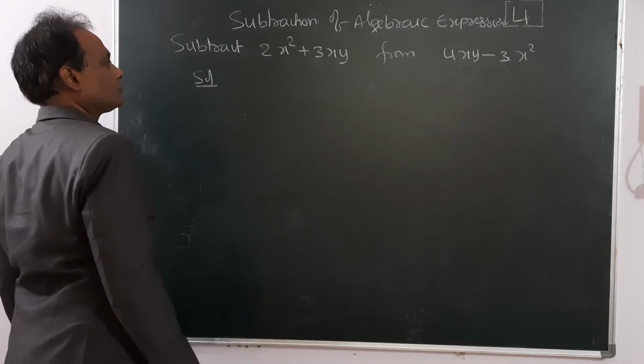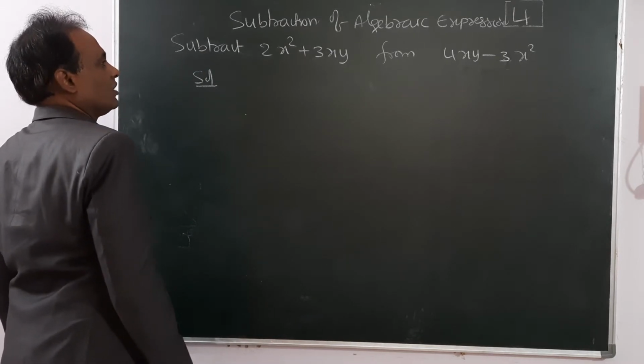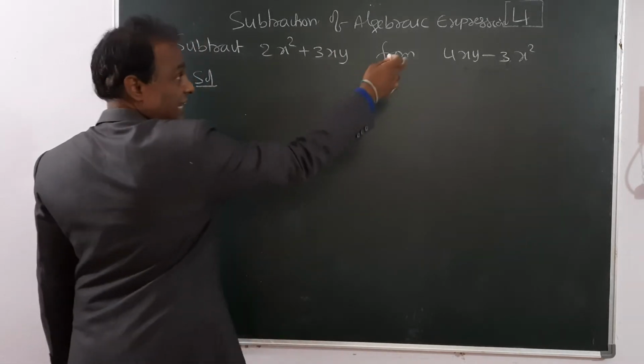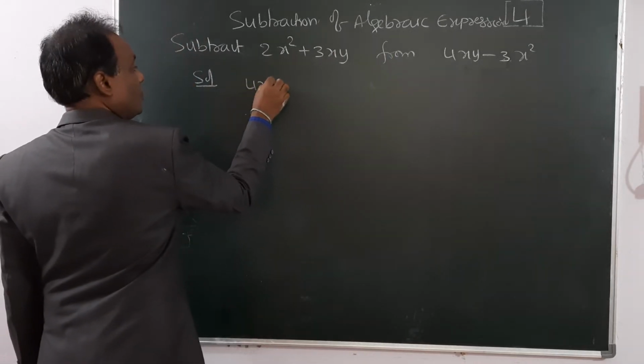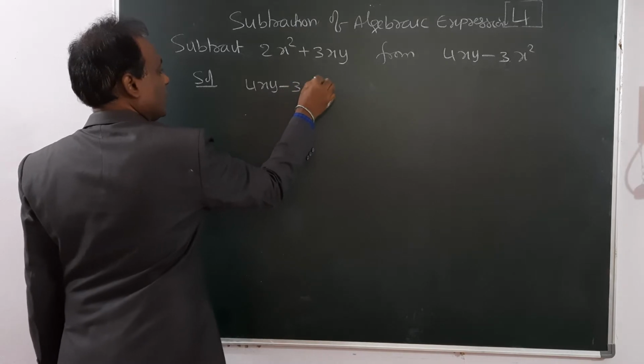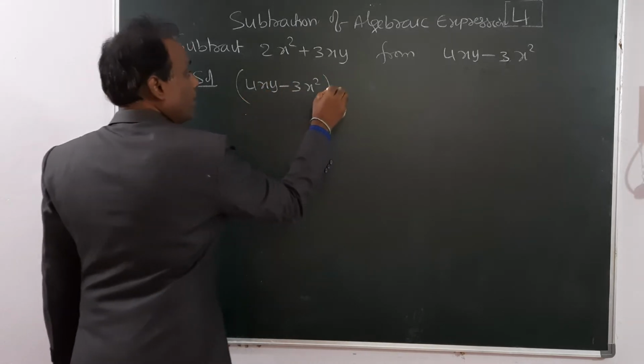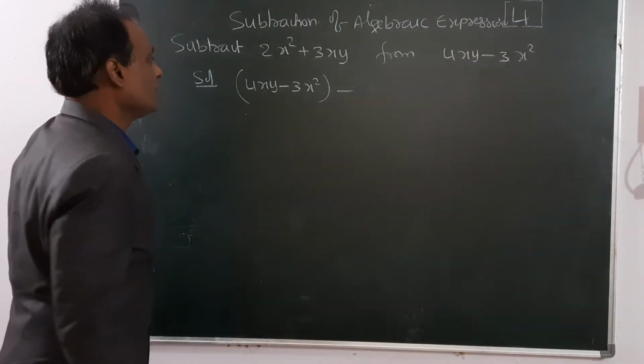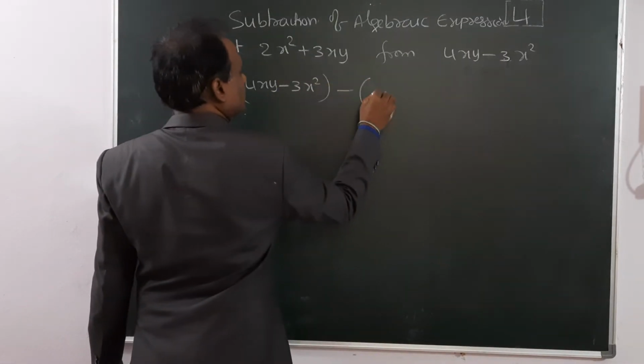Now, subtract this from this. So, which term do we have to write first? The second term should be written first. 4xy minus 3x square, this is the second expression, minus the first expression.